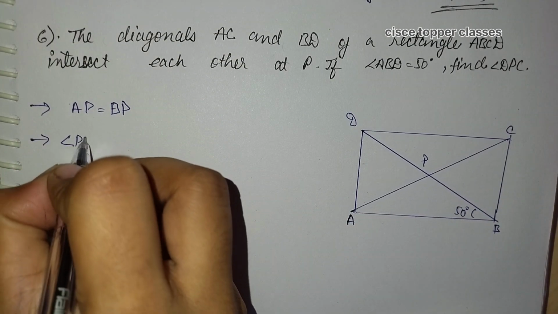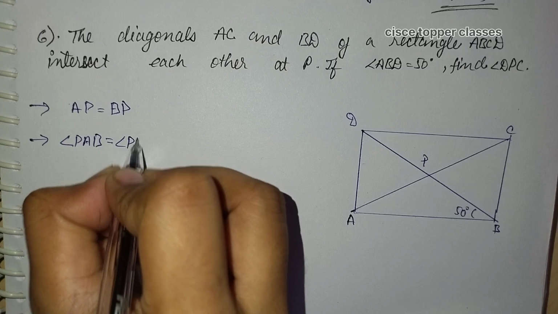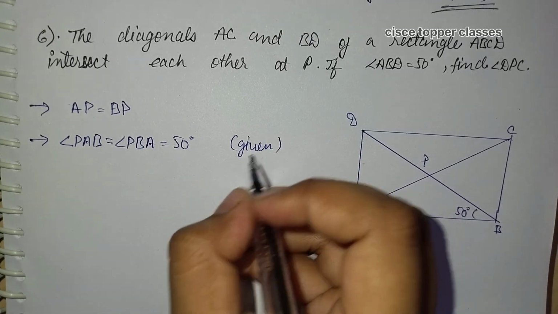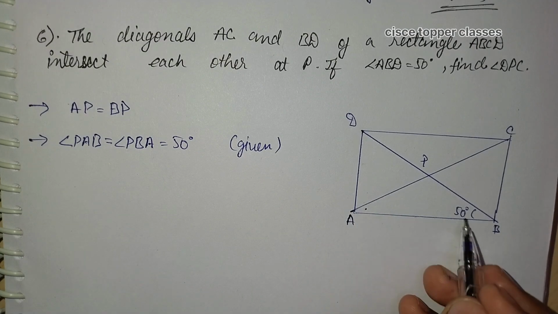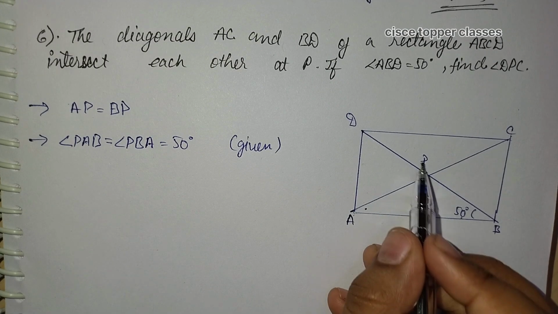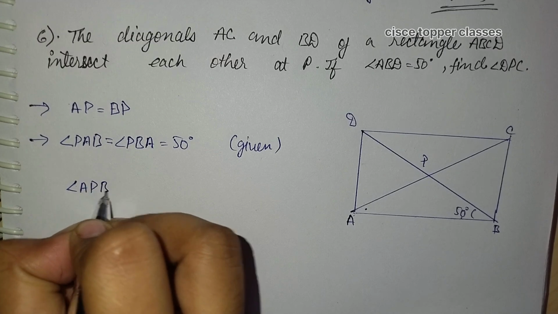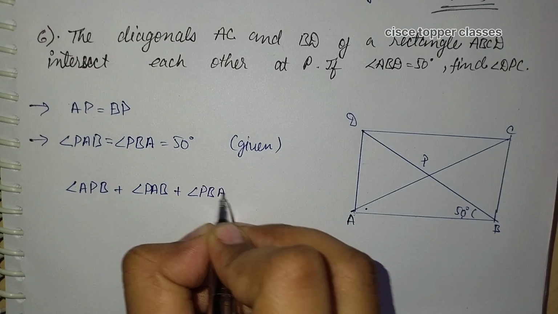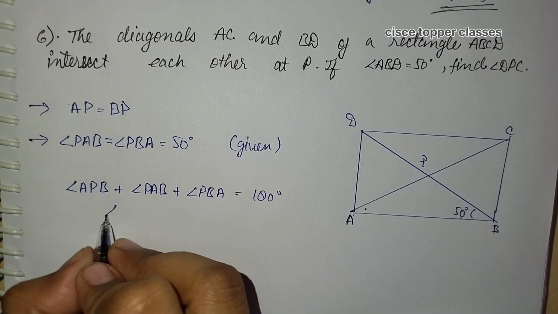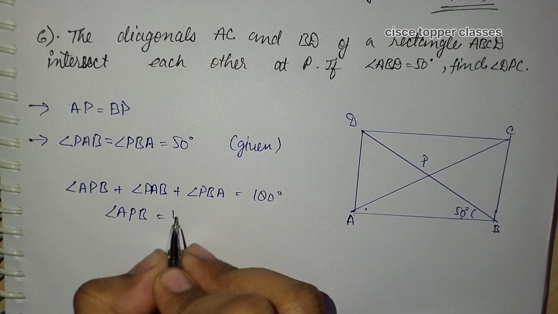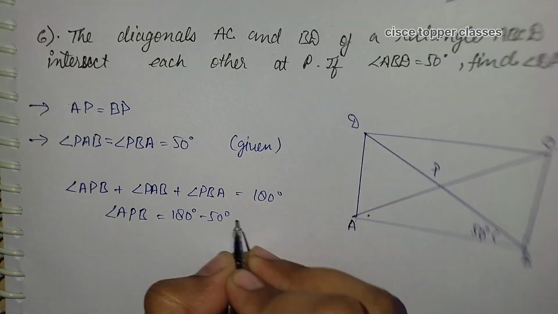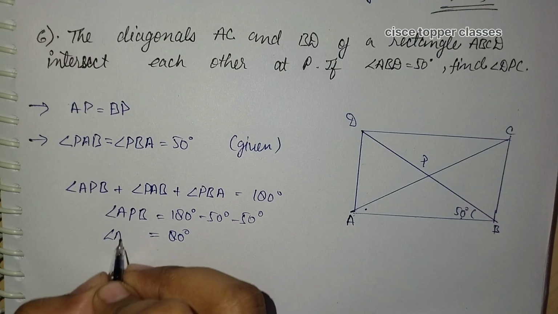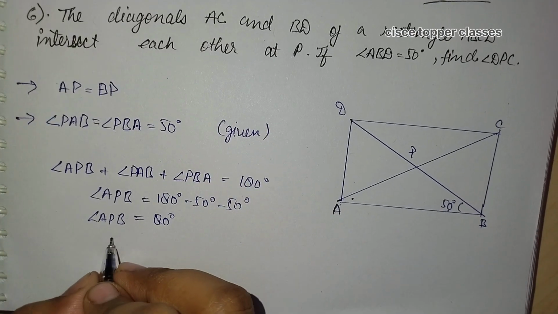So it will be angle PAB is equal to angle PBA, which is 50 degrees here, as this is given to us. Now, as this is also 50, this is also 50, we can find the angle APB. So angle APB plus angle PAB plus angle PBA is equal to 180 degrees. So simply we can write angle APB is equal to 180 degrees minus 50 degrees, again minus 50 degrees, which is 80 degrees. So angle APB is equal to 80 degrees.